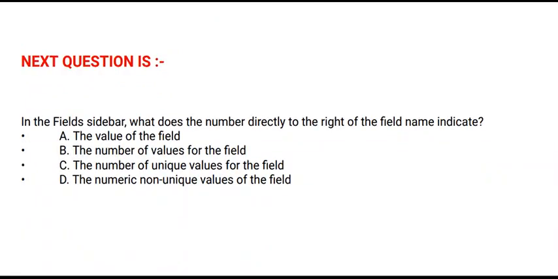Next question is, in the fields sidebar, what does the number directly to the right of the field name indicate? Options are, option A, the value of the field. Option B, the number of values for the field. Option C, the number of unique values for the field. And option D, the numeric non-unique values of the field. The correct option is option C.